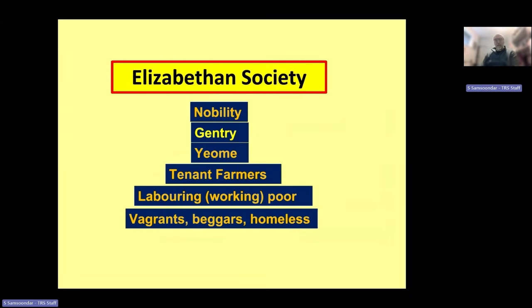Here are the answers. Yeoman's missing an N on the end there. There should be an N on the end of yeoman. Nobility, after Elizabeth, are the most powerful people in the country. They own lots of land.